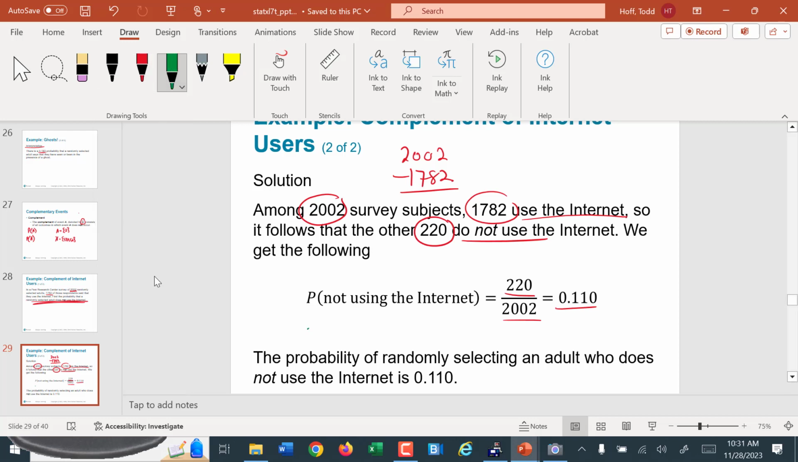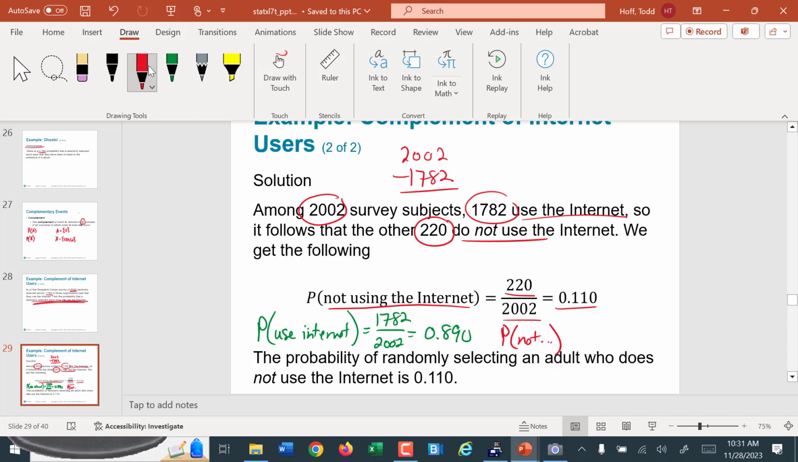We could have done that doing the probability first. The probability that a randomly selected adult does use the internet would be the 1,782 over 2002. That's going to give me a probability of 0.890. So then the probability of the complement, which is the probability of not using the internet, I'm just going to put probability of not, because I don't have room to write it out, is just going to be 1 minus the 0.890, which is the 0.110 that we calculated before.